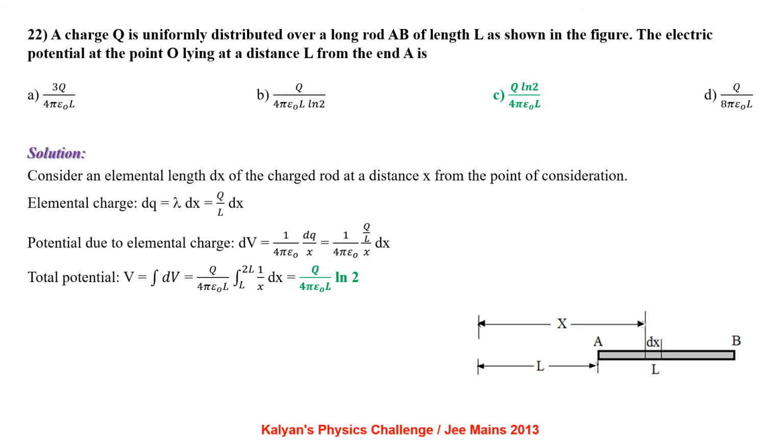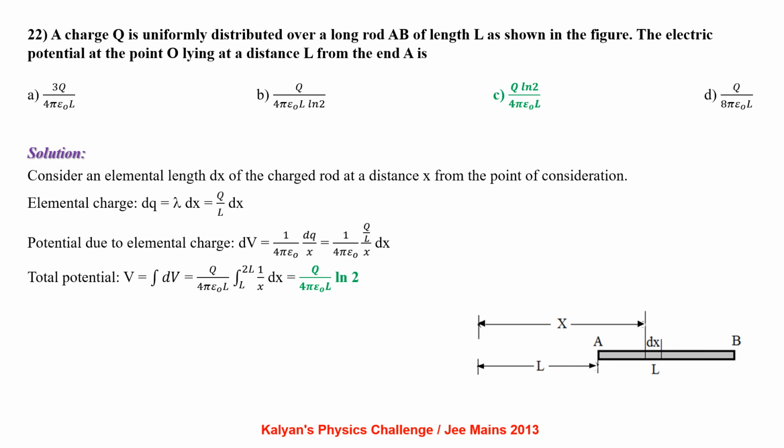A charge Q is uniformly distributed over a long rod AB of length L as shown in the figure. The electric potential at a point O lying at a distance L from one end A is. Consider an elemental length dx of the charged rod at a distance x from the point of consideration. Elemental charge dq equals lambda dx, that is Q by L dx. Potential due to elemental charge dV equals 1 by 4 pi epsilon naught dq by x, that is 1 by 4 pi epsilon naught Q by L by x into dx.